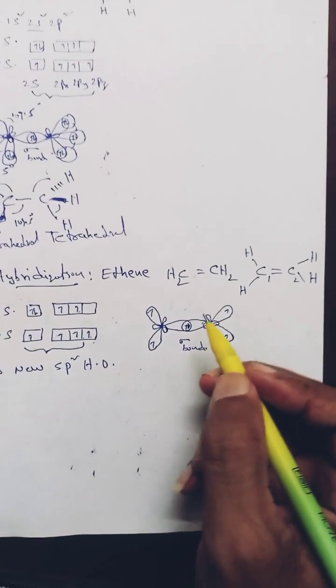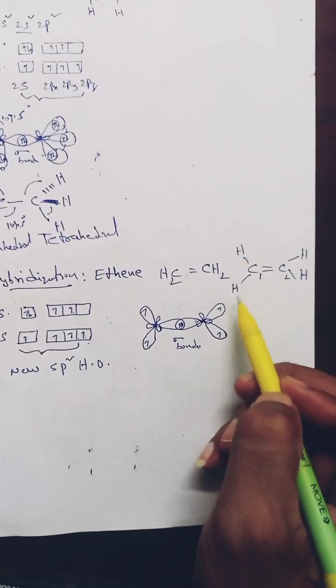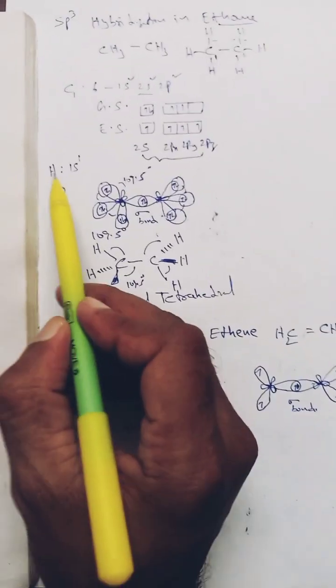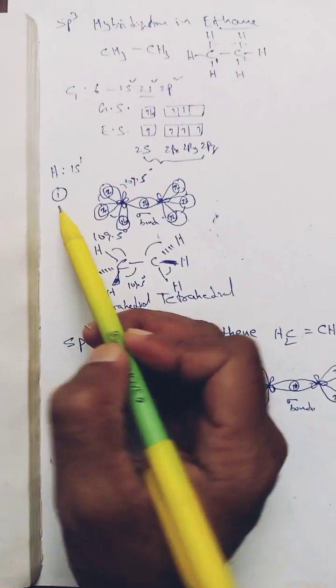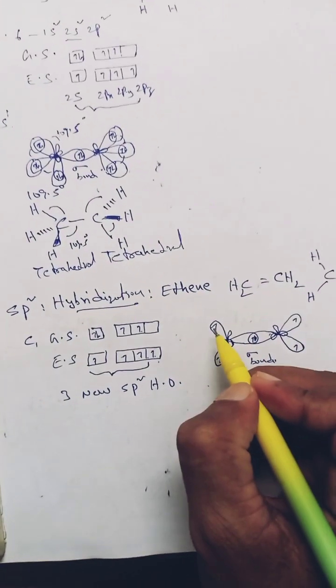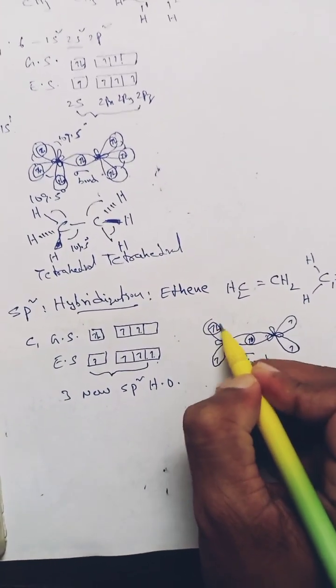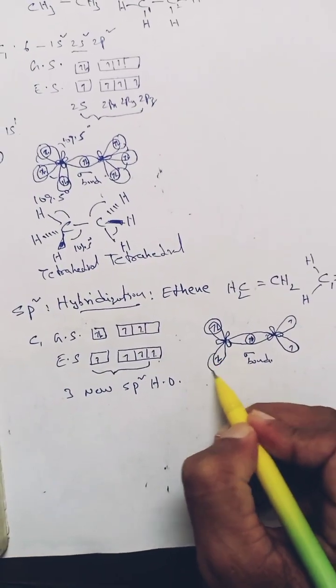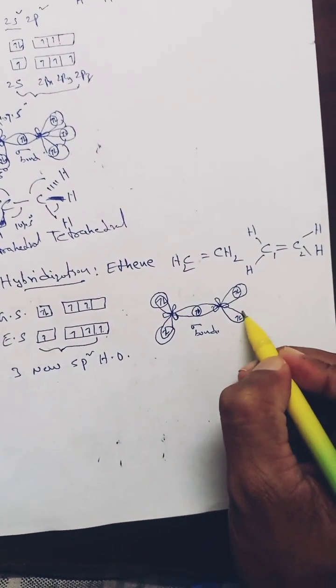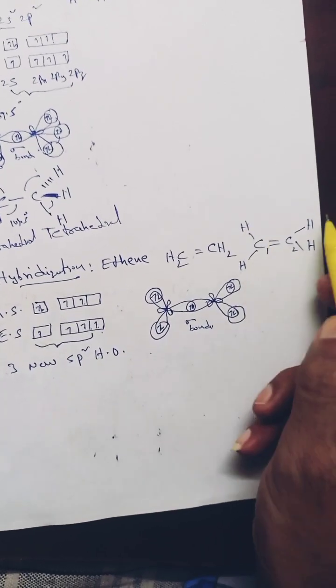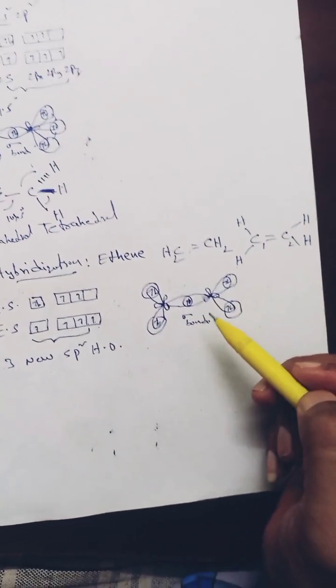Sigma bond. And here 4 hydrogens are available. As I told you, hydrogen is 1s1, an s orbital with 1 electron in it, and that will form a bond like this. Here also a bond like this. Here also, and here also. These 4 hydrogens form 4 bonds.